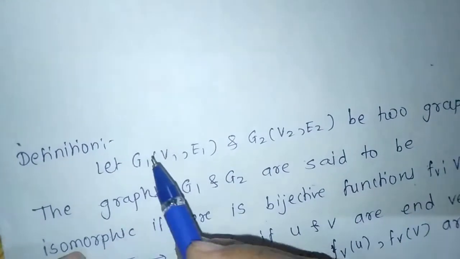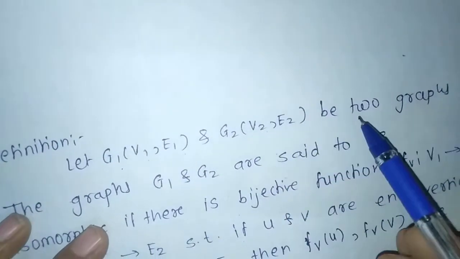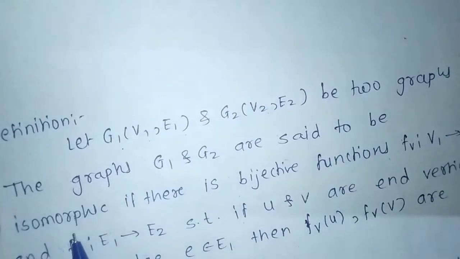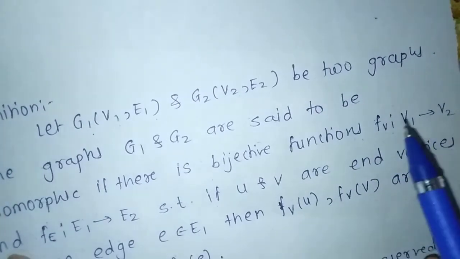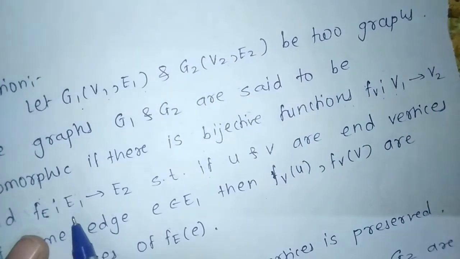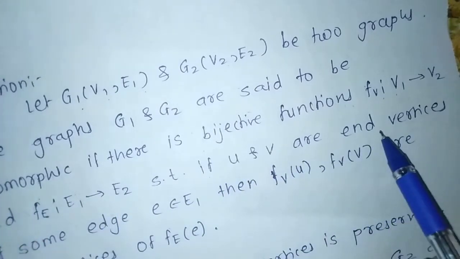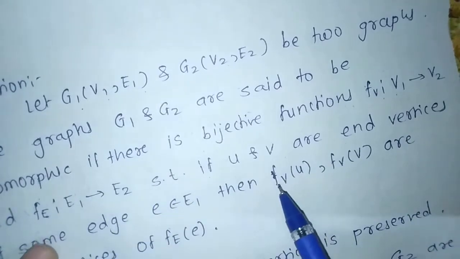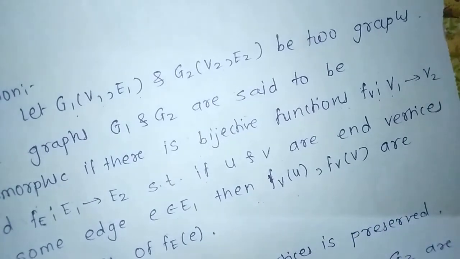First definition, let G1 of V1, E1 and G2 of V2, E2 be two graphs. The graphs G1 and G2 are said to be isomorphic if there is a bijective function Fv mapping V1 to V2 and Fe mapping E1 to E2, such that if U and V are end vertices of some edge E belonging to E1, then Fv of U, Fv of V are end vertices of Fe of E.